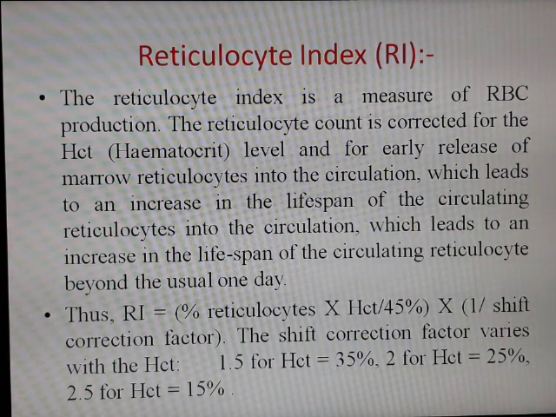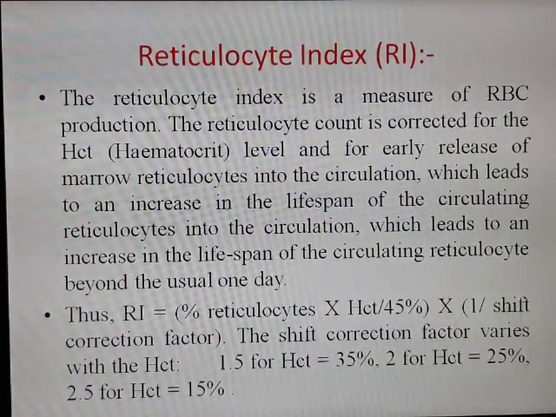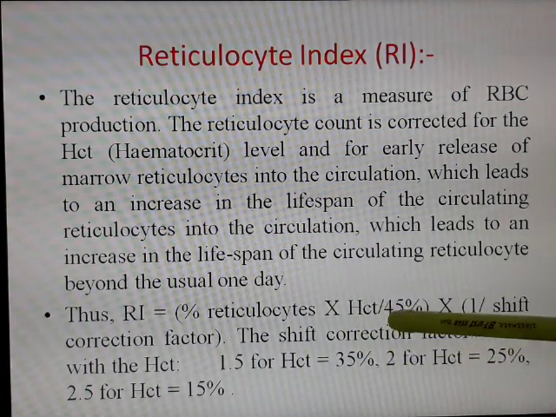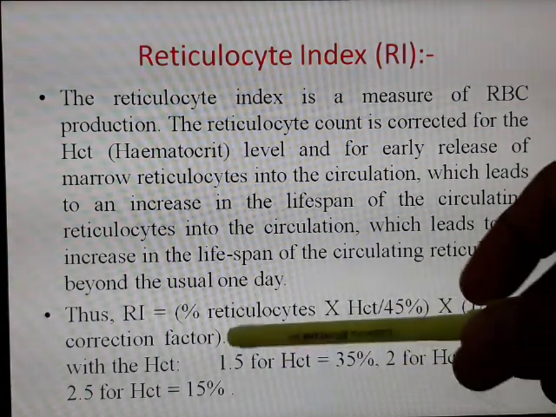Now, the reticulocyte index. The reticulocyte index is a measure of RBC production. The reticulocyte count is corrected for the hematocrit level and for early release of marrow reticulocytes into the circulation, which leads to an increase in the lifespan of the circulating reticulocytes beyond the usual 1 day. So RI, that is the reticulocyte index, is calculated by the following formula: reticulocyte percentage multiplied by hematocrit divided by 45%, multiplied by 1 over the shift correction factor.